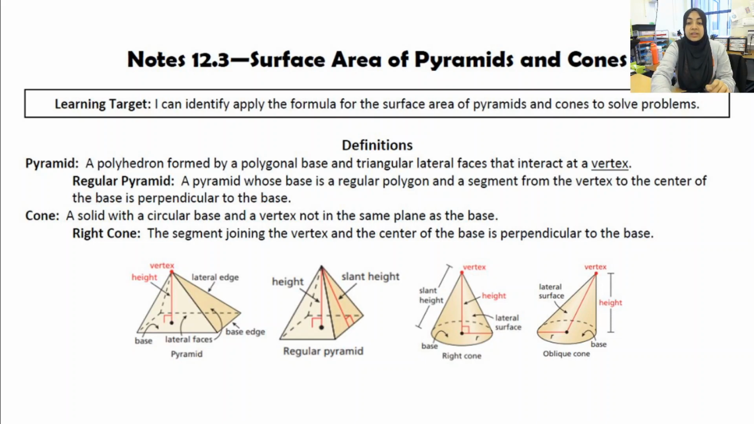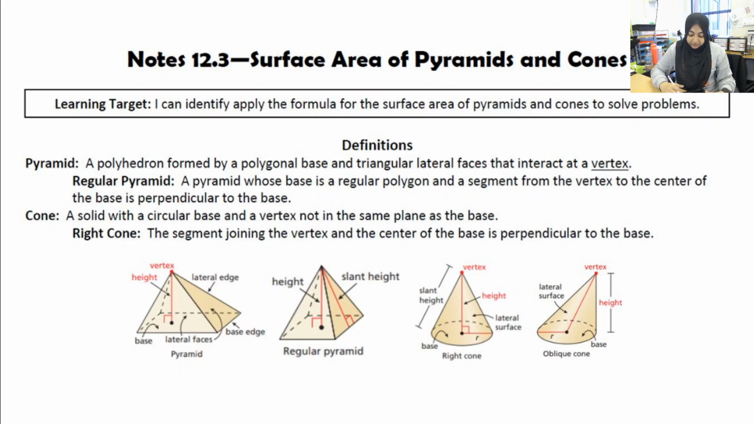A cone is a solid with a circular base, so we can't call it a polyhedron, right? Because it has that curved base, which means it does not have a polygon as a base, and a vertex not in the same plane as the base. So this would be an example of a cone, an ice cream cone. You guys know what cones are, right? So I've got a circular base here, and it joins at a vertex that's not in the same plane. A right cone has a segment that joins the vertex and the center, which is also perpendicular.